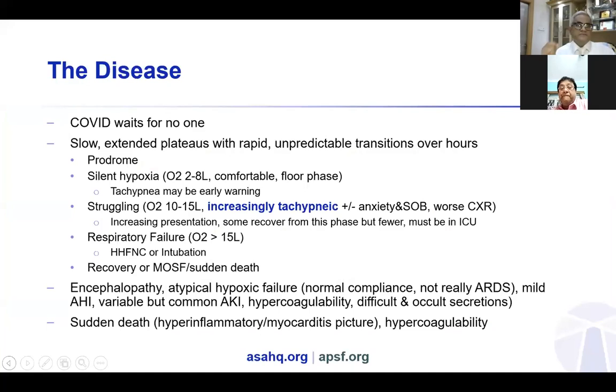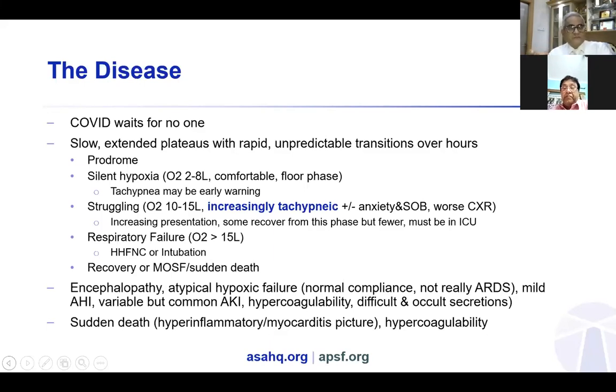And if you look at the disease, COVID waits for no one. It has its own pace of growing and its own pace of creating trouble for the physician, for the community, for the healthcare workers, for the government, for the administration; every category of human civilization is affected by these problems. Because it's a slow, extended plateau with rapid, unpredictable transition over hours and prodrome. That's the reason we get the COVID first wave, then second wave, then third wave, and we don't know how many waves there are. And probably there are small wavelets.